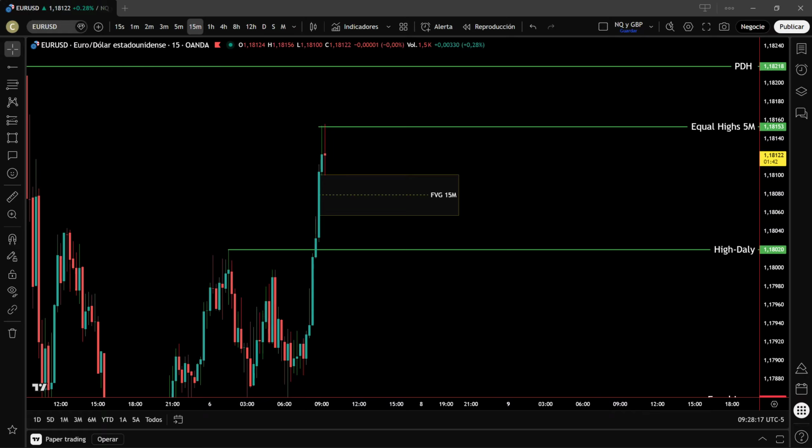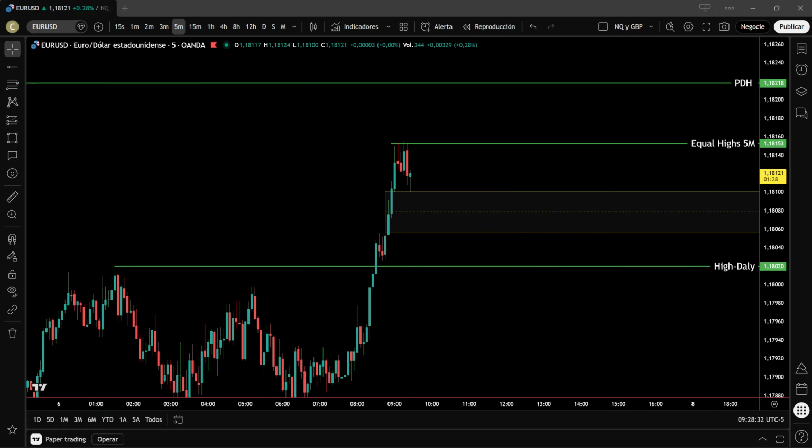levels to be tested. We are now switching to the 5-minute timeframe, the timeframe where precision meets execution. Looking at the chart from this detailed perspective, we can clearly see the formation of the 5M equal highs at the 1.18153 level. Notice how the price has generated a sideways consolidation just above the 1.18020 high daily. This price action is characteristic of an inducement phase. The market is building liquidity in the form of equal highs to entice sellers before making the final expansionary move.